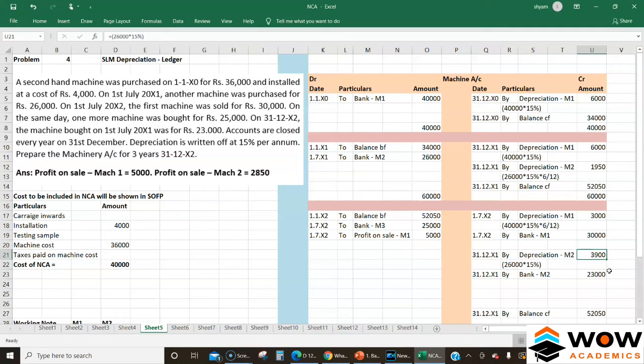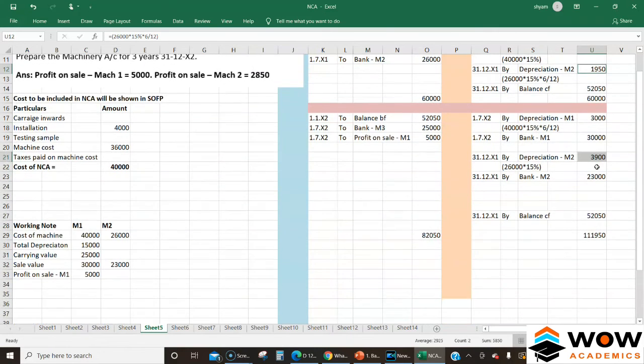And 3,900. So only 2 years, 1.5 years it's there. So the total depreciation is 5850, and let's get the value. So the asset worth is only 20,150. It is sold for 23,000.